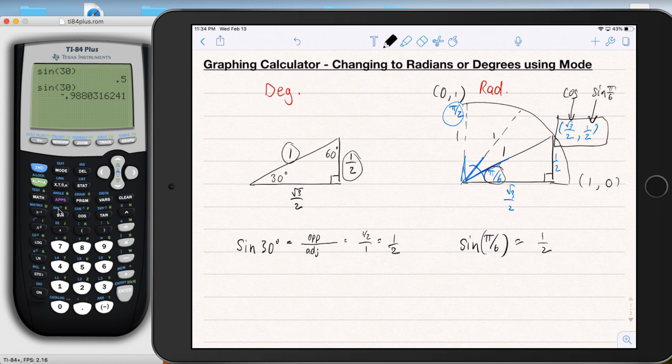So let's test it using our radians. What is the sine of, where is our pi? Over here, sine of pi divided by 6, and you get 0.5. So totally makes sense.